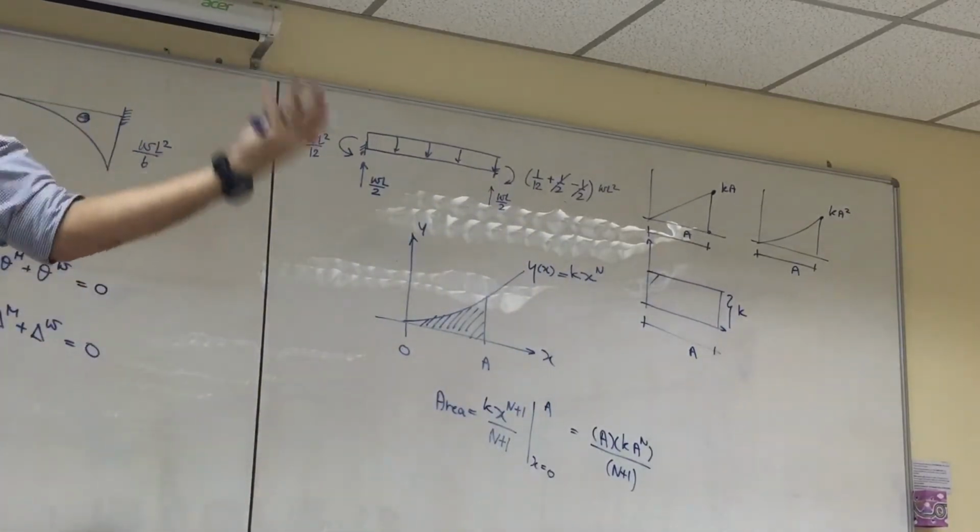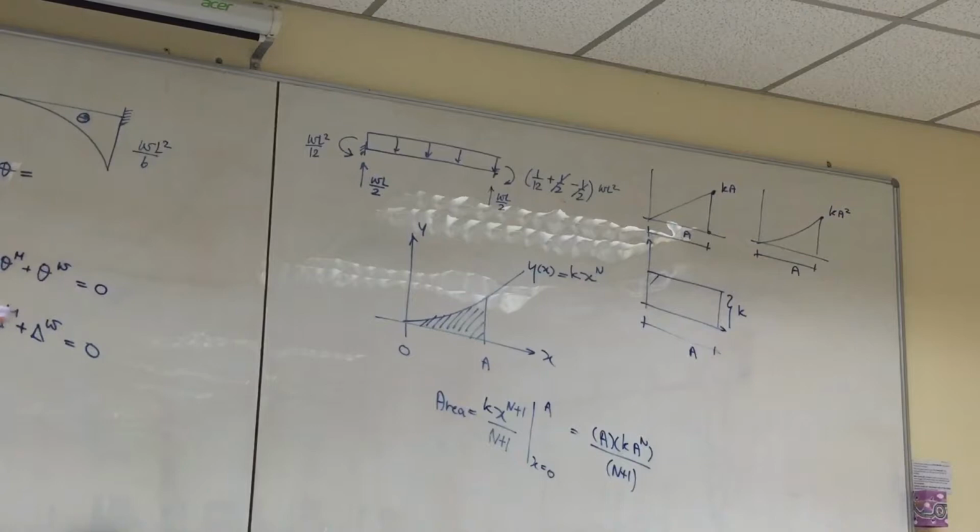So you have the cubic function next, then you get 1/4 multiplied by the base multiplied by the height. Again.